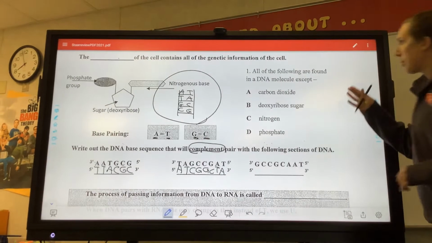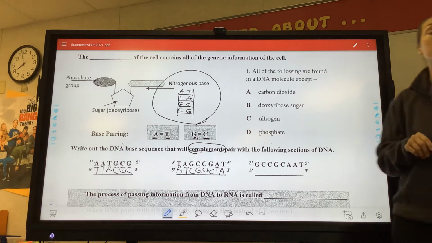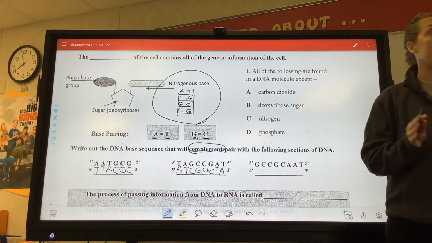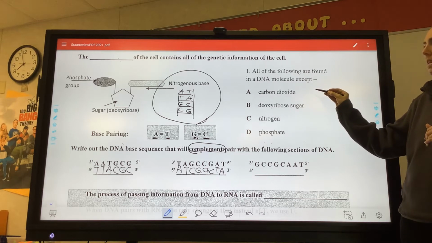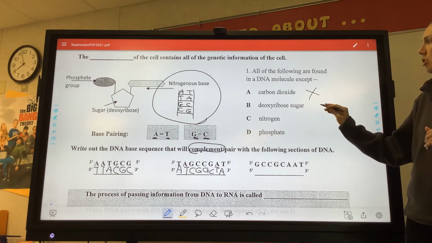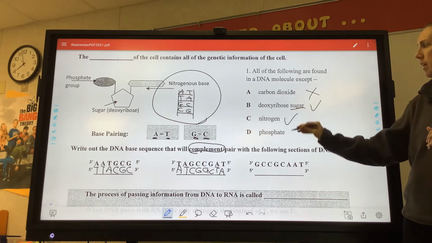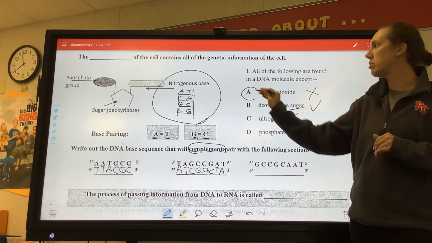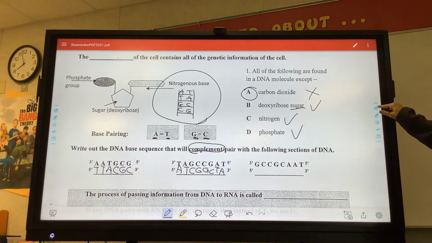So up here, all of the following are found in a DNA molecule. So DNA is a nucleic acid, CHONP. Okay, so is carbon dioxide in a DNA? Is a sugar? Is a nitrogen? Is a phosphate? Yes. So there is no carbon dioxide in DNA. There's carbon and oxygen, but there's not a CO2, not a carbon dioxide.